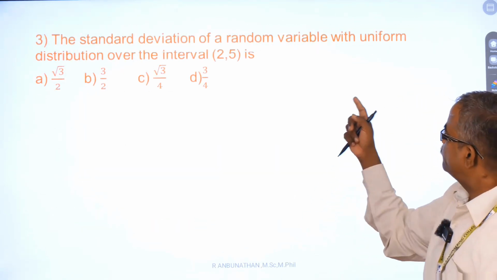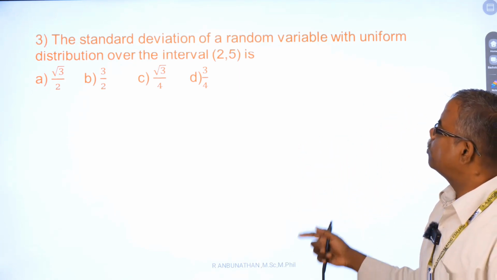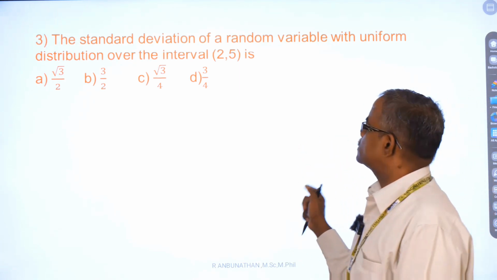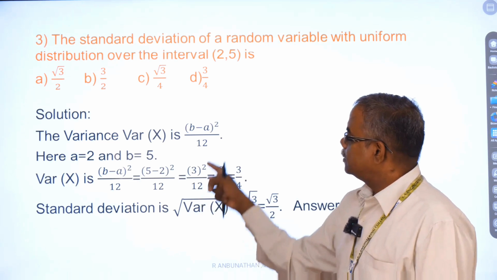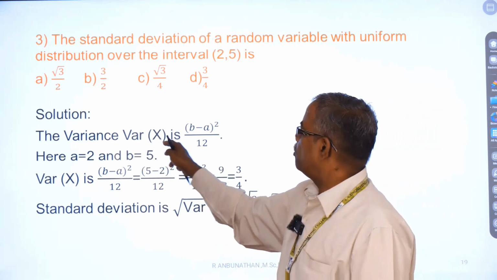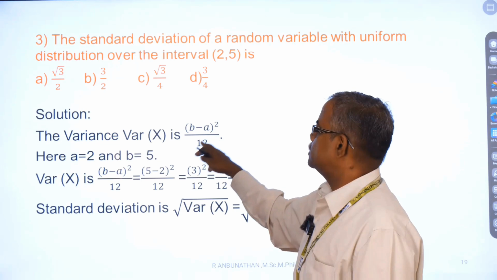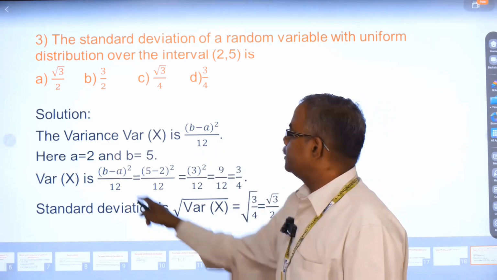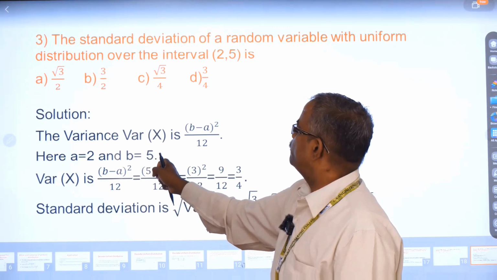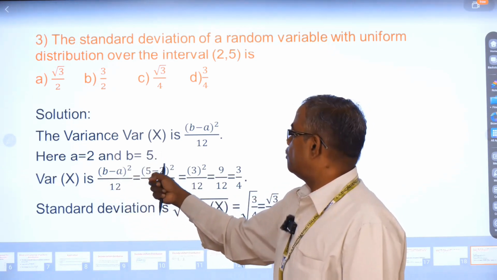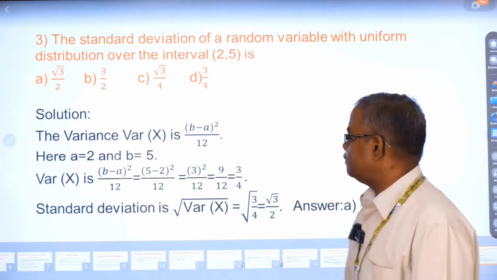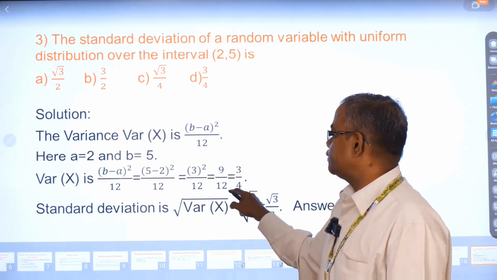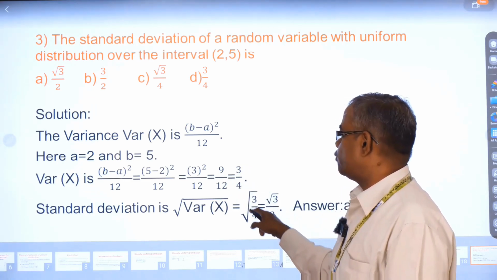Next, the standard deviation of a random variable uniformly distributed over the interval 2 to 5 is asked, where four answers are given. We will check which answer is correct. According to the formula, the variance of x is (b minus a) the whole squared divided by 12. Here a is 2 and b is 5. Substituting, 5 minus 2 squared divided by 12, which is 3 squared by 12, 9 by 12. Cancelling by 3, 3 by 4 will come.